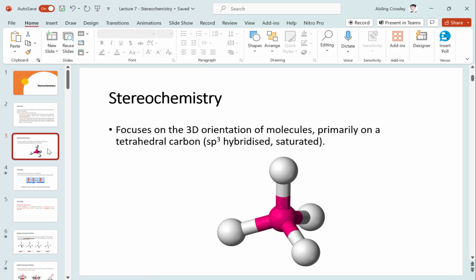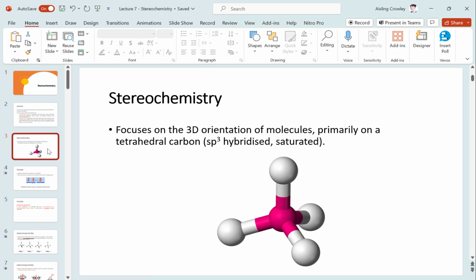So stereochemistry overall is focused on the 3D orientation of a molecule in space. Okay, so in our workshop for stereochemistry labs, we will be building these molecules and we'll be looking at how they exist in space. And your stereochemistry largely focuses on a tetrahedral carbon. So that is a carbon, a single carbon, with 4 single bonds coming out of it. Okay, so we're going to focus on that tetrahedral structure.